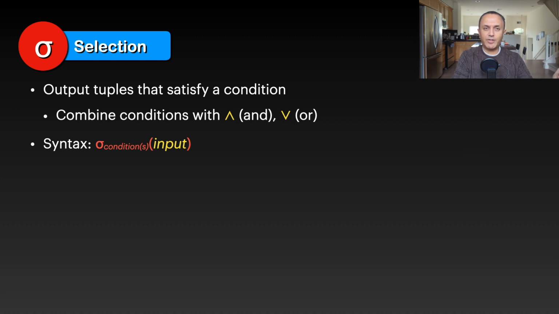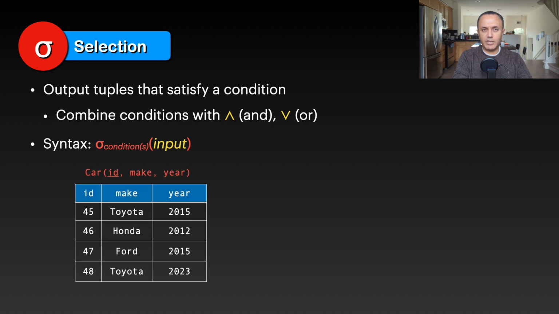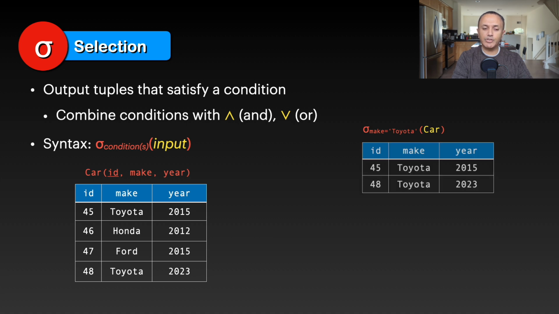Let's illustrate this with an example. Suppose we have the car table, a smaller version of the car table that we've seen earlier. It has 3 attributes: ID, make, and year, and here ID is the primary key, and it has 4 tuples. So if we apply some selection on that, let's say we do a selection with the condition that make equals Toyota. This means that we want to select only the tuples that satisfy this condition. So the output of that operation will be another relation that has only those 2 tuples.